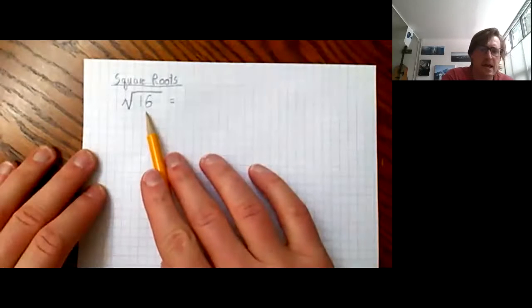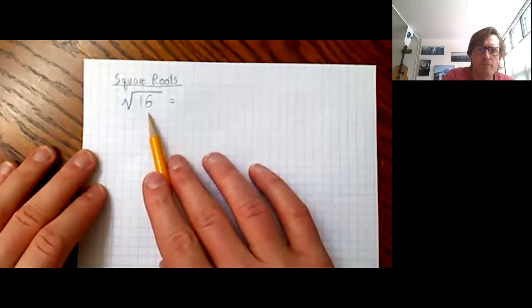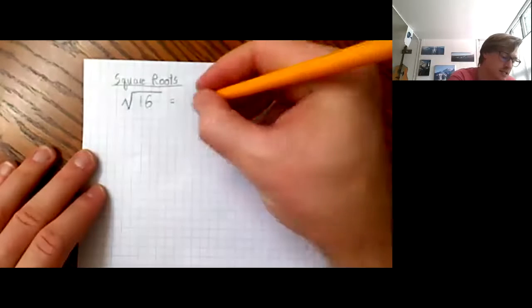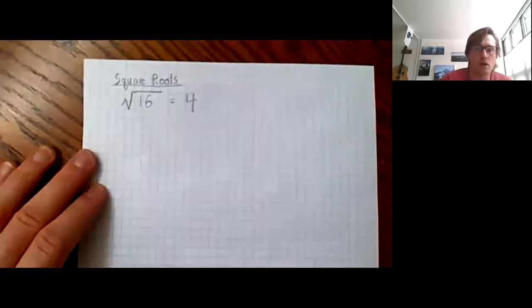Now, what this is asking for is what number multiplied by itself is equal to 16. Is it 2? Well, 2 times 2 equals 4, so that's not it. Is it 3? 3 times 3 equals 9, that's not it. 4 times 4, oh, that equals 16. So there is my number, the number that is multiplied by itself to get me to 16. So that is going to be 4.